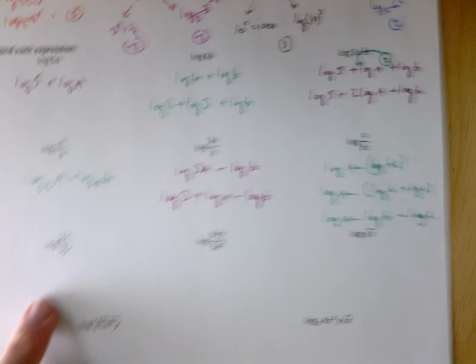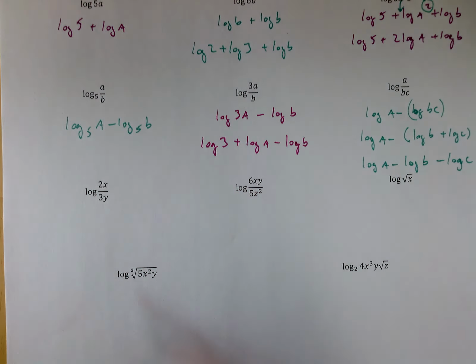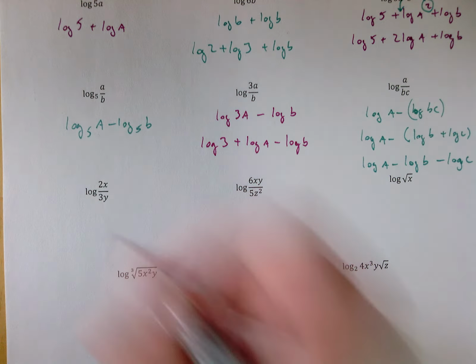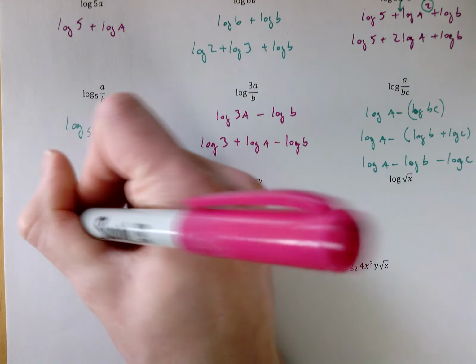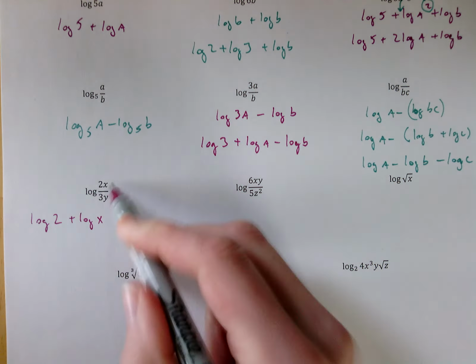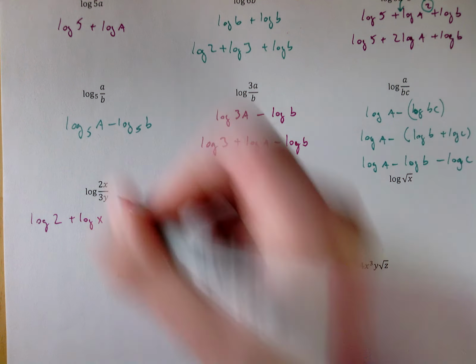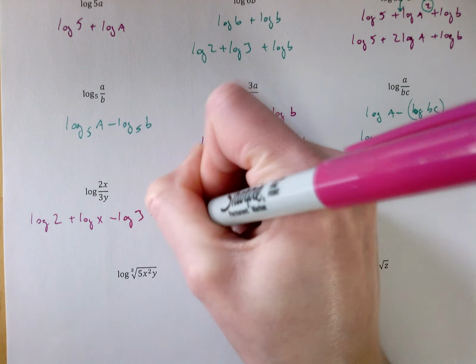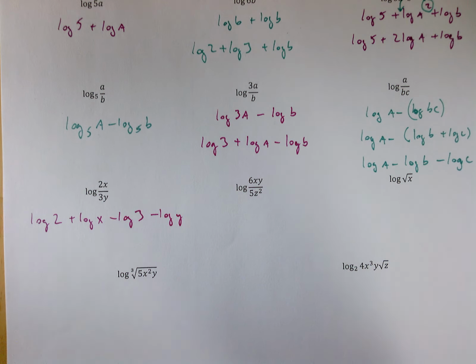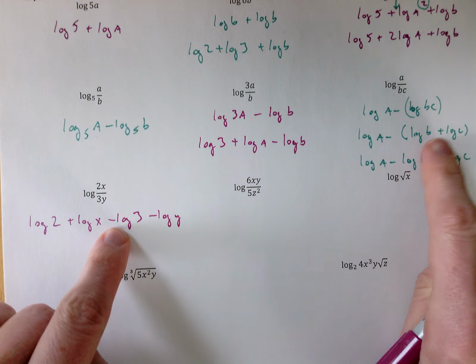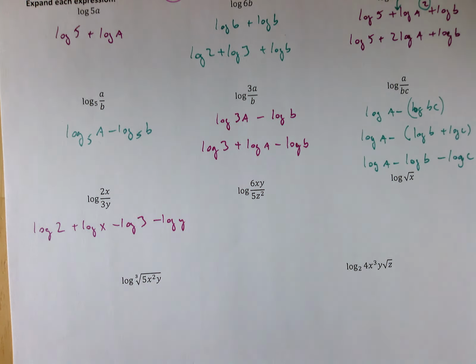Okay, so similarly, when I look at this guy, I'm going to break this apart, and I'm going to do this all in one step, right? I'm going to have the log of 2 plus the log of x. Those are both positive because they're in the numerator. And then it's going to be minus log of 3 and minus log of y because those both end up in the denominator. Okay, and the logic is the same as what we did here, right? When I subtract log of 3y, you end up distributing the negative.